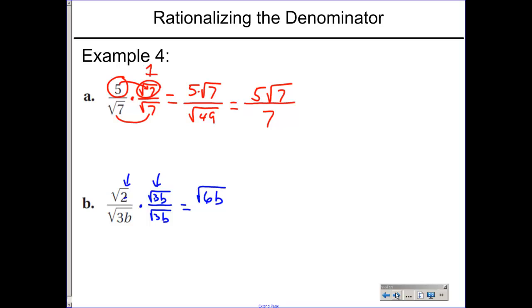So I have the square root of 6b in the top. In the bottom, I have the square root of 9b squared. As it turns out, both of these numbers down here are perfect squares. So if I take the square root of 9 and the square root of b squared, I end up with 3b. So the final answer is the square root of 6b over 3b.